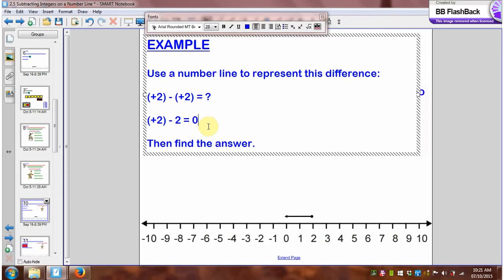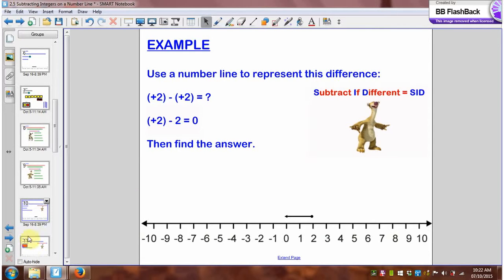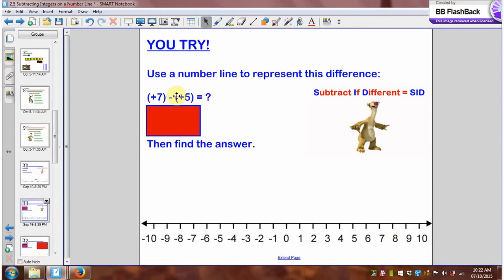Alright, make sure you write that down and you understand. Pause if you don't understand, because you need to understand this before we move on. If you're ready, let's move on to an example. So you try this. You can use your number line, or you can do it in your head, but just remember, subtract if different. Pause the video, give this a try. When you're ready, come on back and see if you get the right answer.